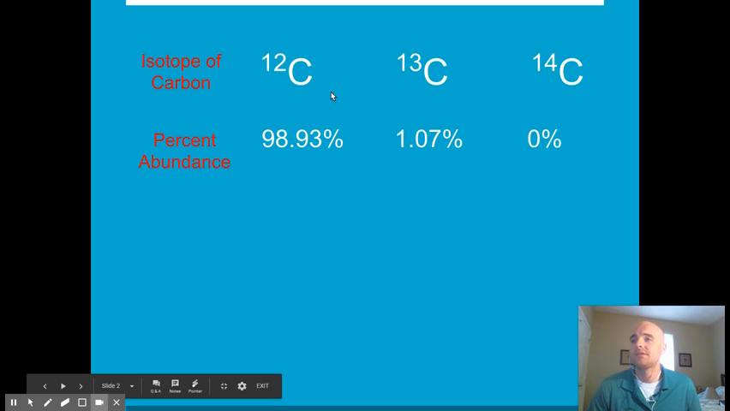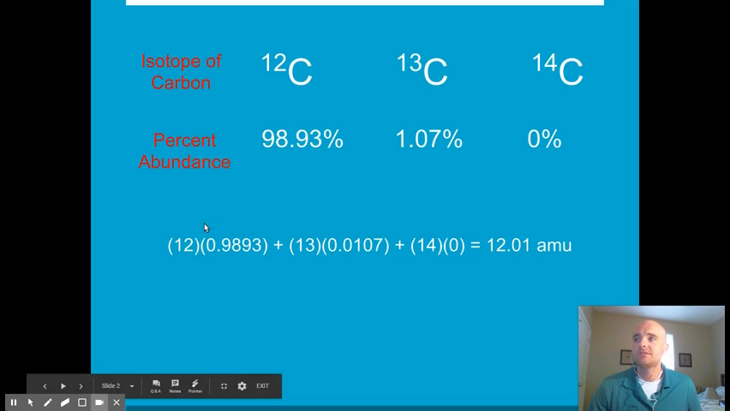So I have three isotopes of carbon: carbon-12, carbon-13, and carbon-14. I threw carbon-14 in here to show you that sometimes we may have something that is radioactive and not stable, so it does not have a percent natural abundance. That's why the 0% is there. So if we were to calculate the average atomic mass, we need to know the average of these masses, but we also need to take into account the percent abundance. Carbon-12 will occur more often than carbon-13.